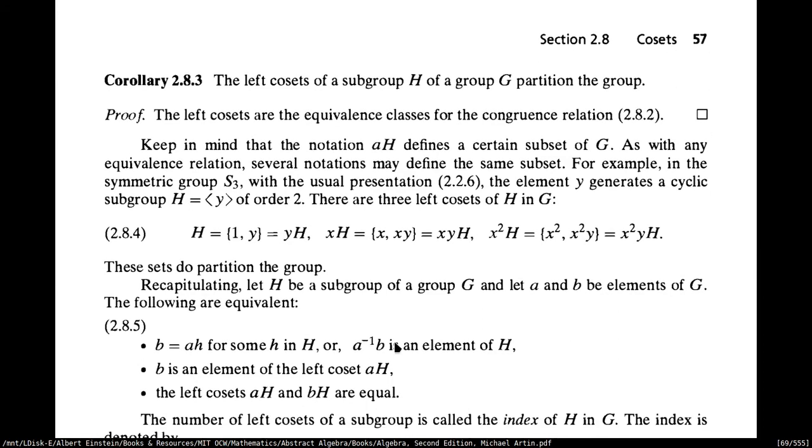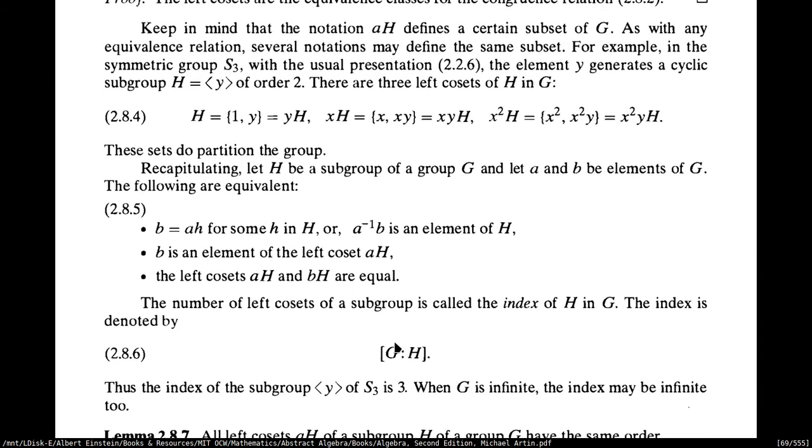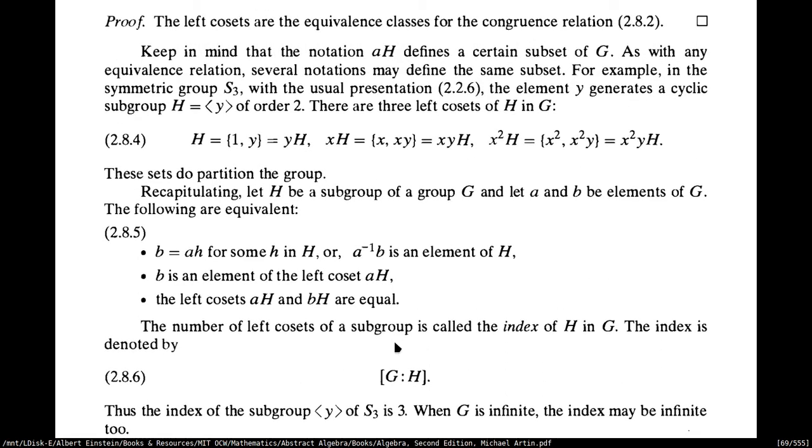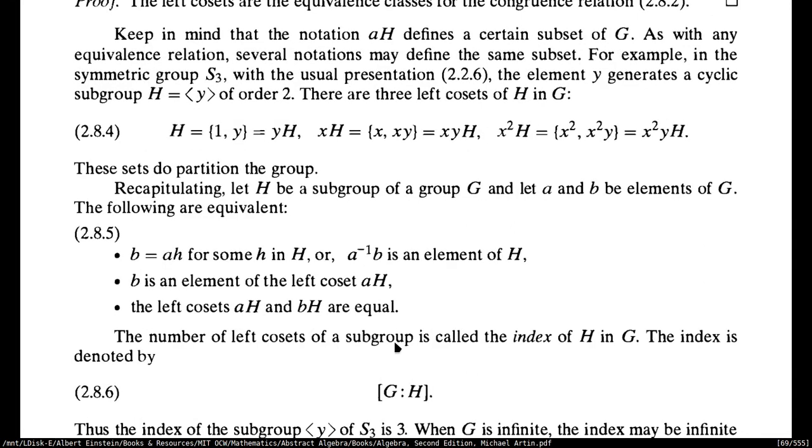Okay, so now we're going to see a few other things. So yeah, if you have the symmetric group S3 and you have an element y that generates a cyclic subgroup, right? So the subgroup is H. It's the cyclic subgroup generated by y, and its order is 2. So here you get 3 left cosets of H in G. So these are the left cosets.